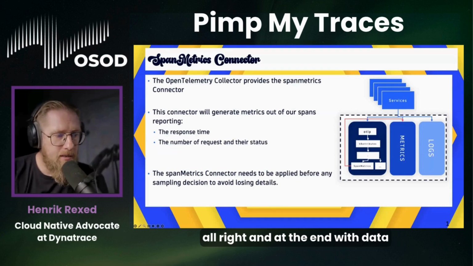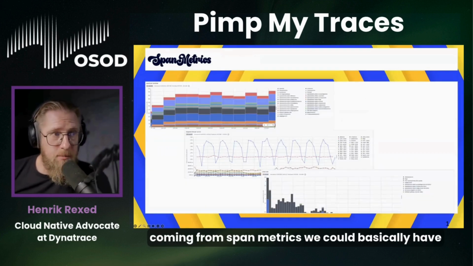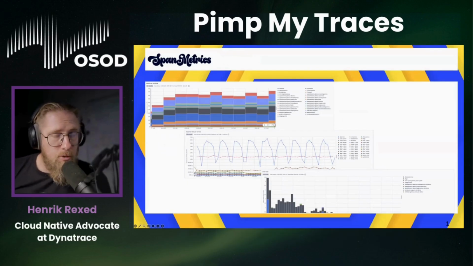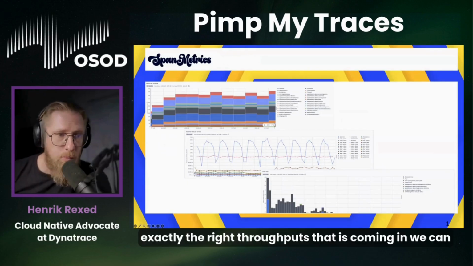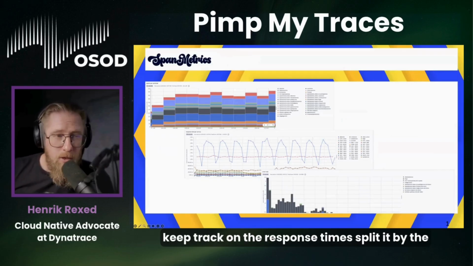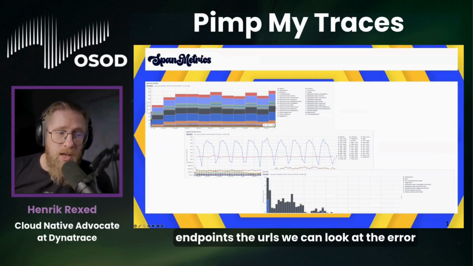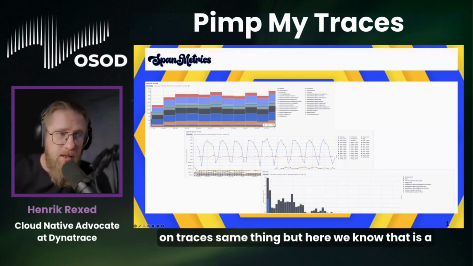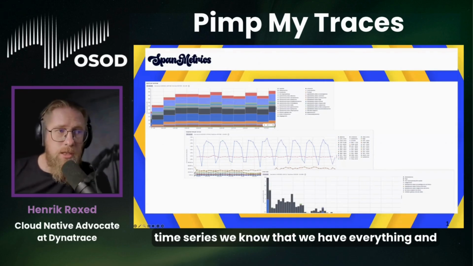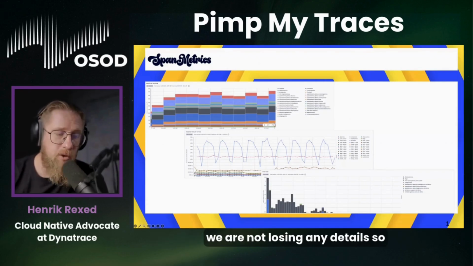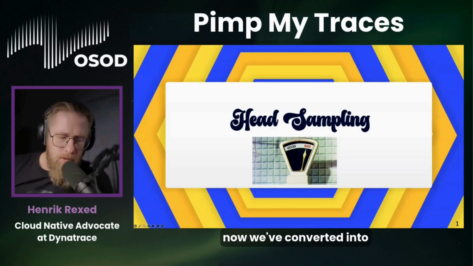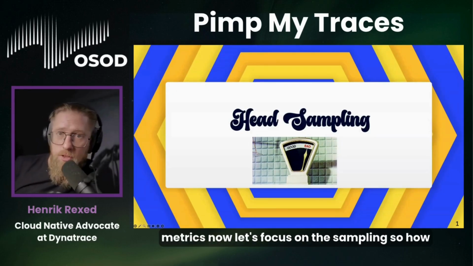All right, and at the end, with the data coming from spanmetrics, we could have the number of spans per second per workload, so we can find exactly the right throughput that is coming in. We can keep track of the response time, split by the endpoints, the URLs. We can look at the error rates, exactly what we had initially, just based on traces. Same thing, but here we know that it's a time series. We know that we have everything, and we are not losing any details. So now we've converted into metrics. Now let's focus on the sampling.